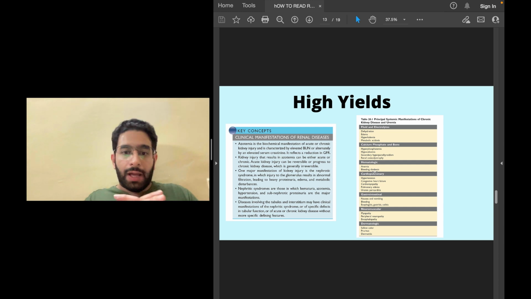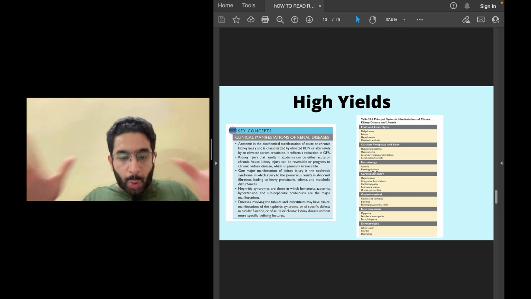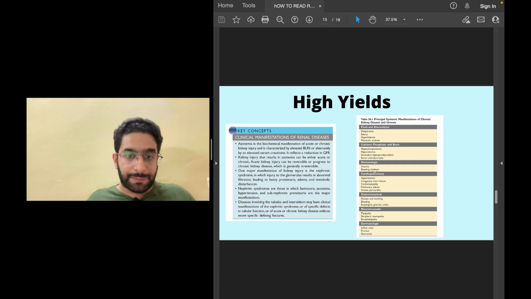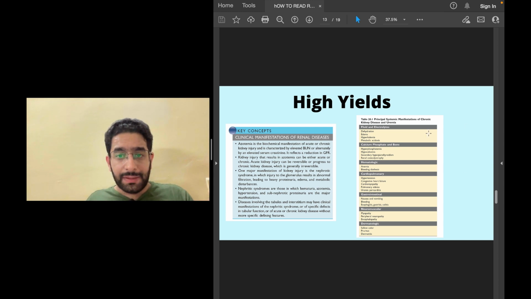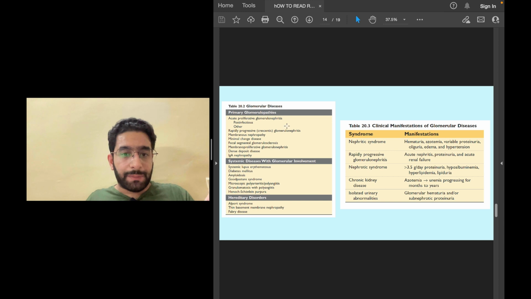Okay, now spread throughout this book, there will be some high yield things. For example, every chapter has these key concepts. Read those things. Even if you're not reading that particular topic in detail, do know what key concepts have been written in that table. Throughout this book, you'll find these tables and these figures. This is the standard way of thinking about glomerular diseases, for example, here.